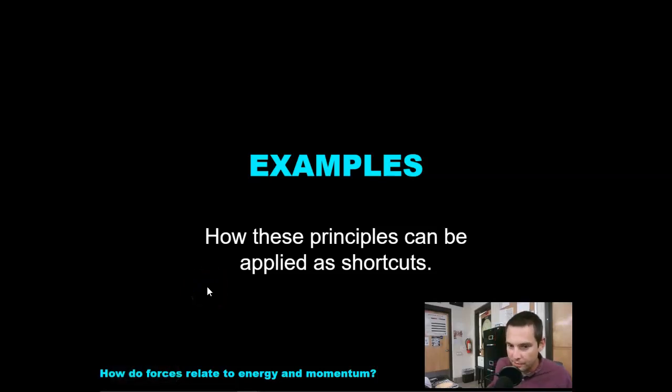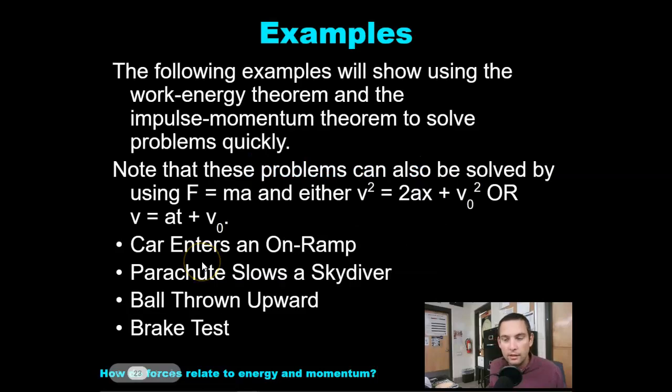Here are some examples of how these principles can be applied as shortcuts. The next examples will show the work energy theorem and the impulse momentum theorem to solve problems quickly. Note that these problems can also be solved by using F equals ma and either the no time equation or the velocity as a function of time.